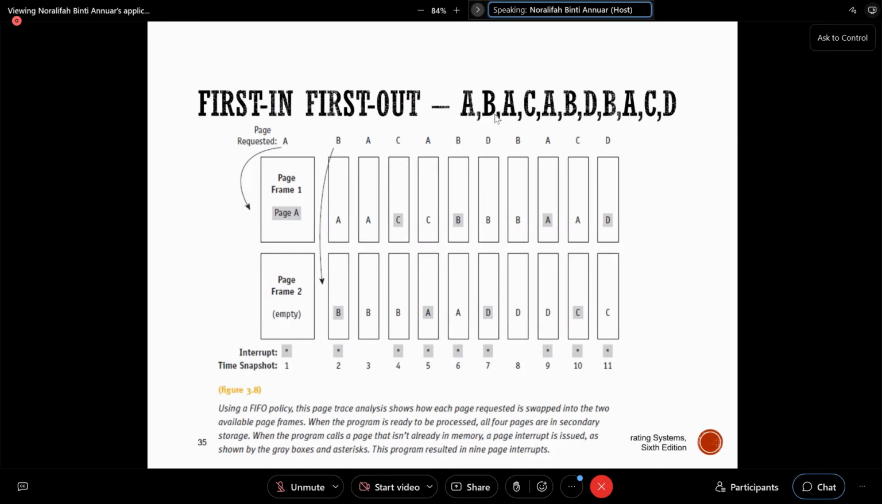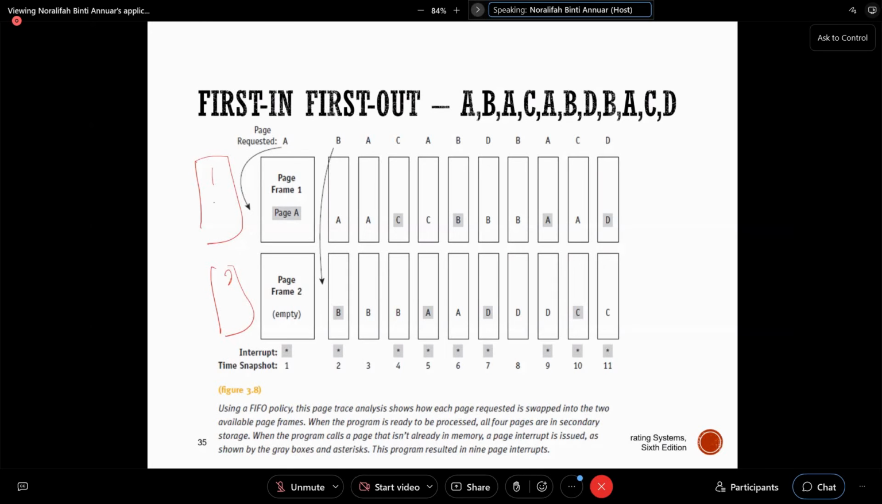Pages A, B, A, B, according to the requests. So using the first in, first out algorithm. At first, the page frames are empty, frame 1 and 2. The first one is A. So the CPU requests A.